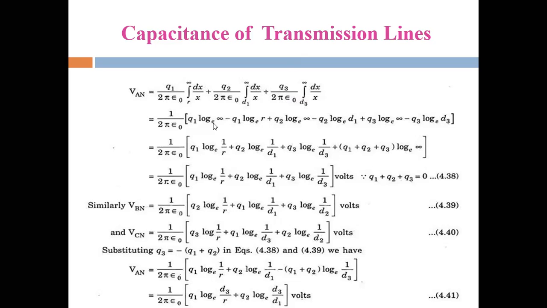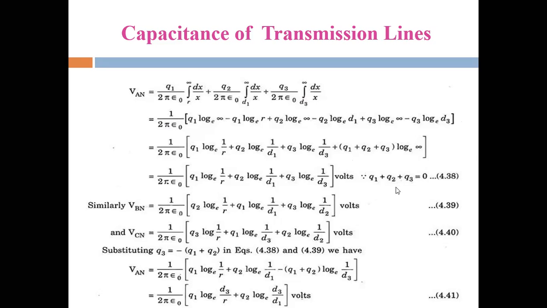Okay, then simplify this equation and then we apply the formula of integration, 1 by x is log x, and then apply the limits, that is r to infinity, d1 to infinity, d3 to infinity. Then we obtain 1 by 2 pi epsilon naught q1 log e infinity minus q1 log e r plus q2 log e infinity minus q2 log e d1 plus q3 log e infinity minus q3 log e d3. Okay, then simplify this equation and then q1 plus q2 plus q3 equal to 0.